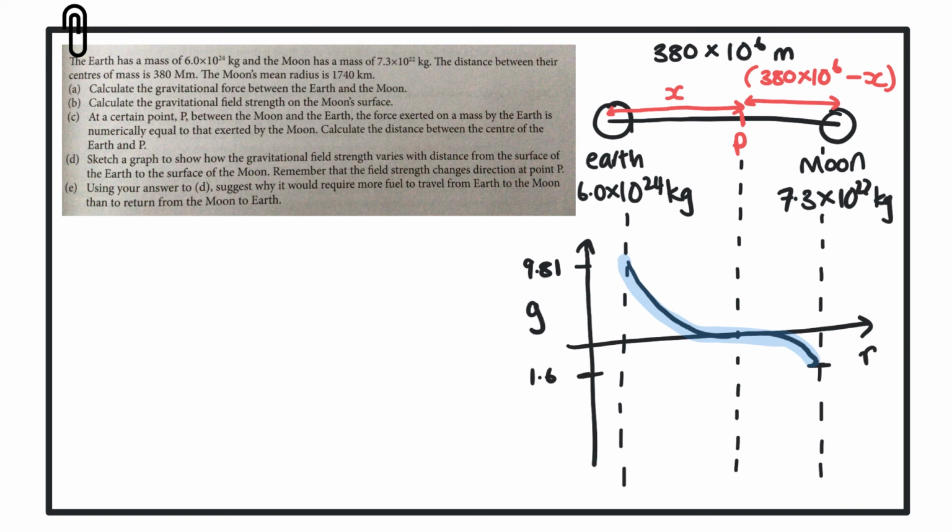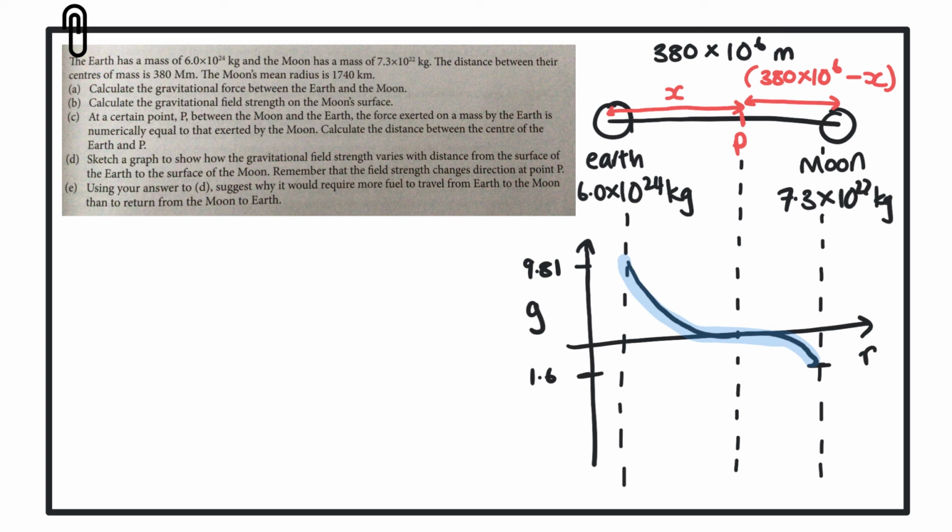So finally then we have part E. Using your answer to part D, suggest why it would require more fuel to travel from Earth to the Moon than to return from the Moon to the Earth. So as you can see from the graph that we labelled already, we know that the gravitational field strength at the surface of the Earth is much bigger than the gravitational field strength at the surface of the Moon. So therefore you would need more fuel to overcome that pull of gravity on the surface of the Earth than you would on the surface of the Moon.